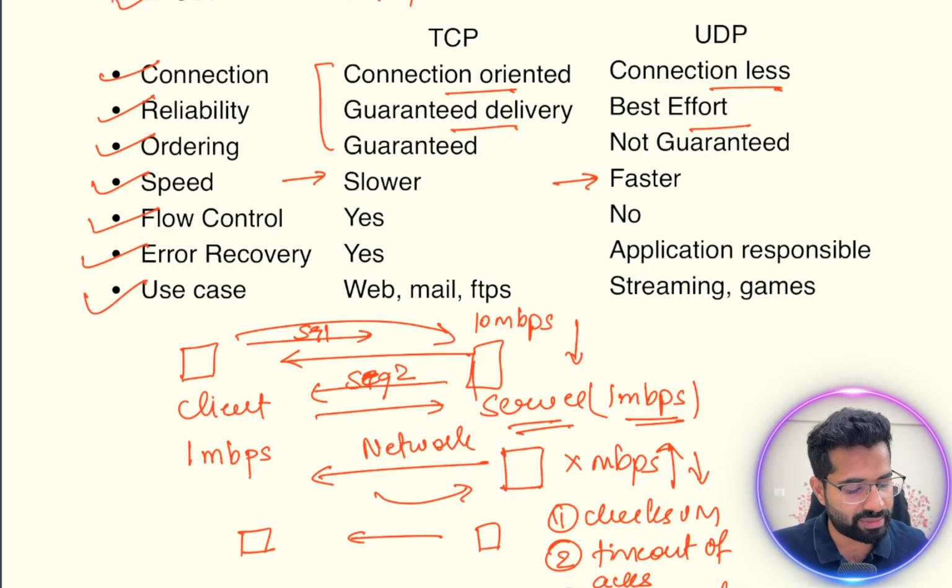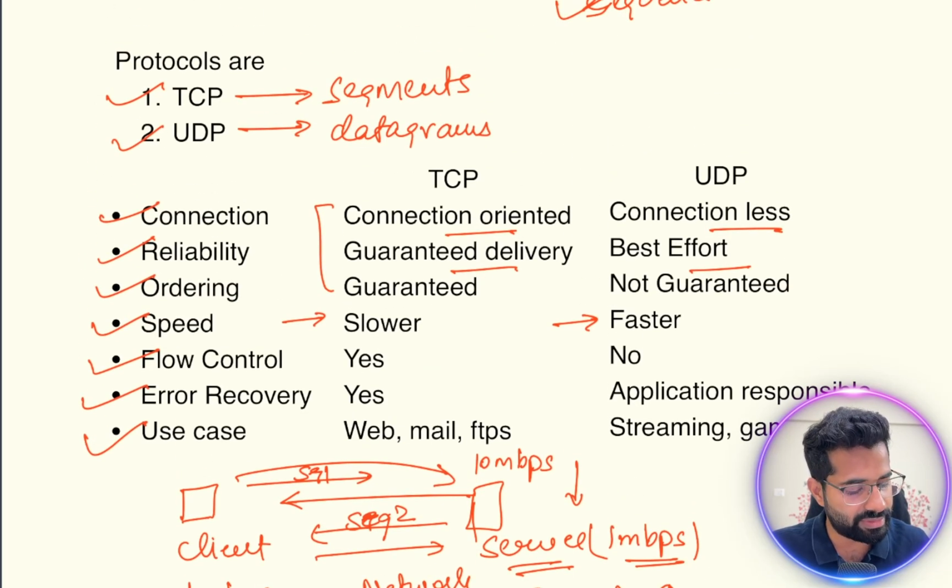Coming to use cases, TCP will be used in HTTP and HTTPS while you're web surfing. If you're sending mails, you're using SMTP servers, or if you're using file transfer protocols, SFTP. Everywhere that TCP is used, the connection needs to be reliable, where the segments need to be delivered. There has to be a guarantee of delivery and a guarantee of ordering as well, because the data needs to come back in order so that it can be reconstructed.